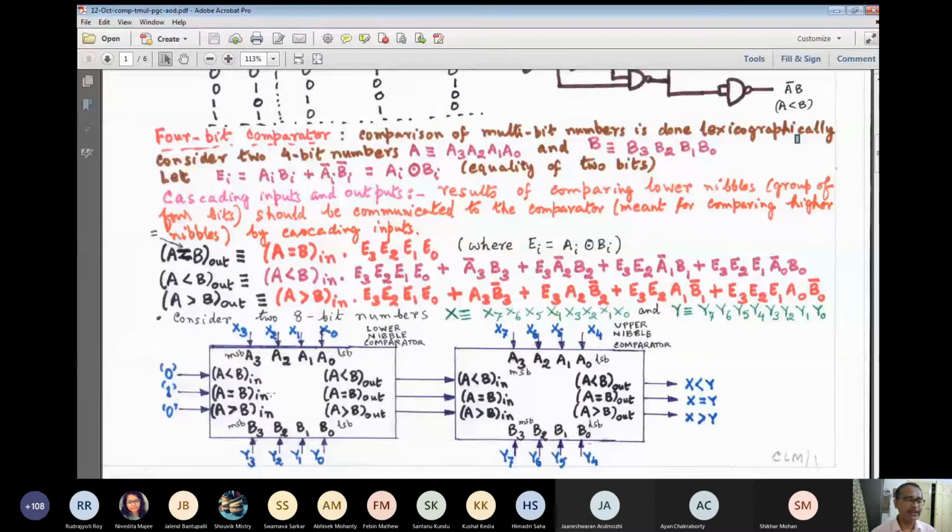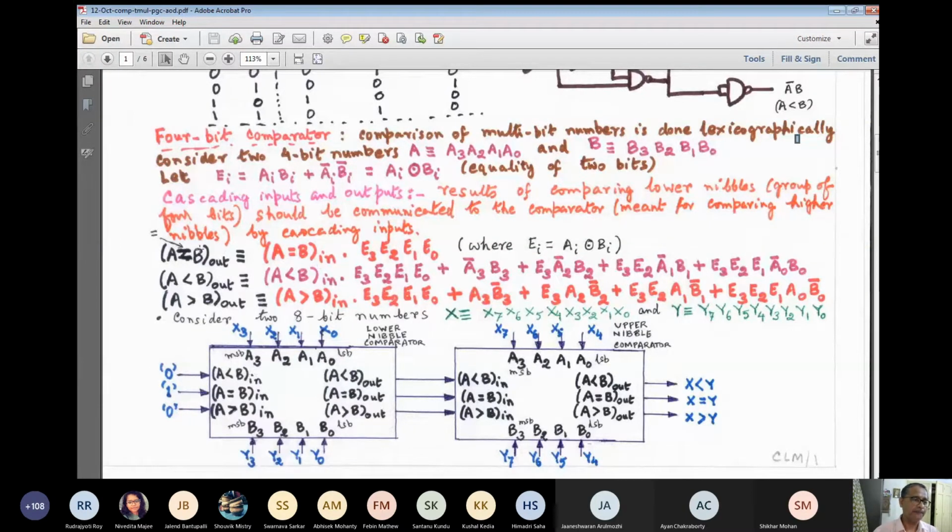That means overall, I can say this is influenced by how many variables? Nine. Because if you flatten this out, E0, E1, E2, E3, I get to know about the magnitudes of A0, B0, A1, B1, A2, B2, A3, B3, all these 8. In addition, this one cascading input. So 9 variables will influence the value of this function. Clear? Okay.